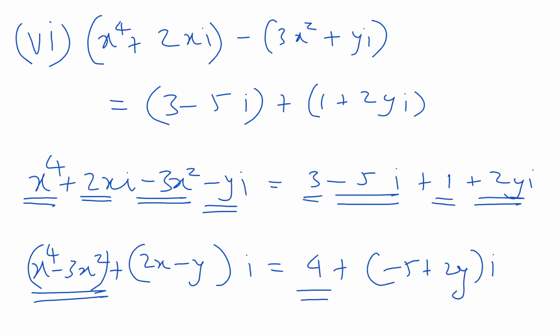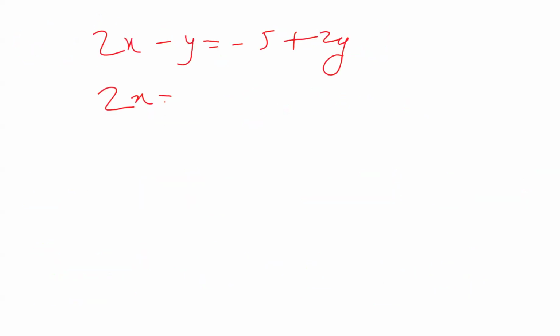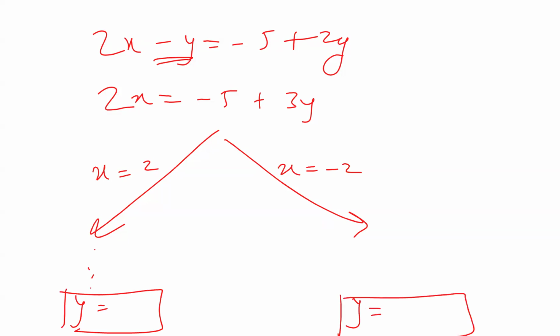If you take a look at the imaginary part, 2x - y is equal to minus 5 plus 2y. I hope this is right. 2x - y is equal to minus 5 plus 2y. Okay, great. So 2x is equal to minus 5 plus 3y. So minus y, set it on the right-hand side. So here you have to put x as 2 and x as minus 2 respectively, and you'll get the value of y. When x is 2, y will be something. When x is minus 2, y will be some other value. So that part I leave up to you.